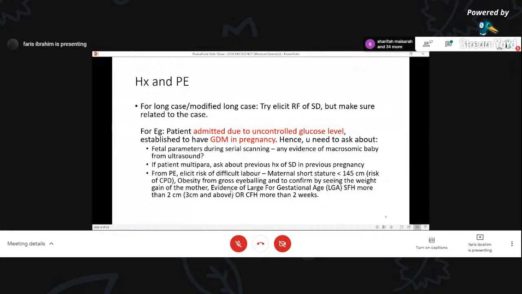So from the history and PE, what I'm trying to say, summarizing again in case you got lost in between, is that you should be outlining the risk factors for shoulder dystocia. If there are risk factors, you can mention quite a few to the lecturers, and they will be very happy. But mind you, once you mention this, subsequent questions will be about shoulder dystocia. So make sure you have enough knowledge if you want to mention everything.